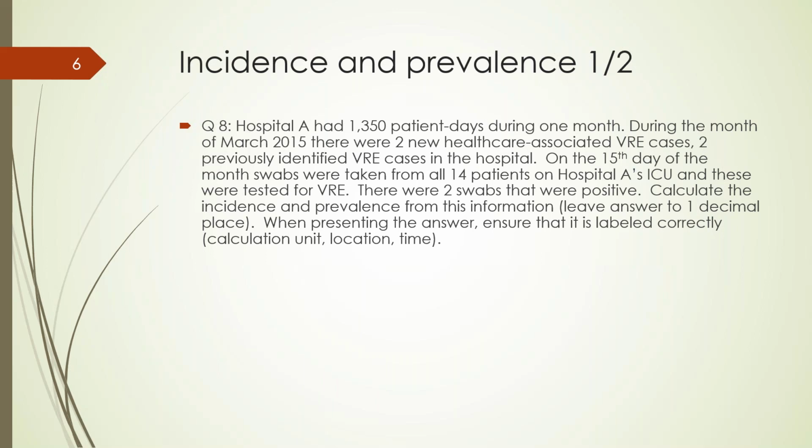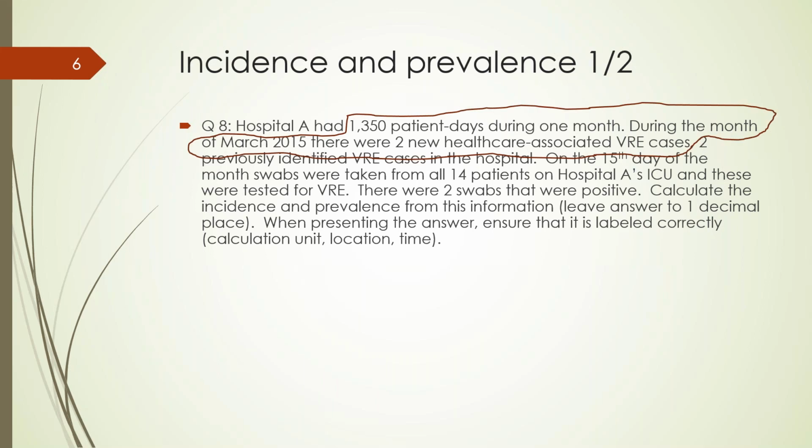So the question is 2 parts. First, calculate the incidence, and the second part is calculate the prevalence from this information, leaving your answer at 1 decimal place. And it's important when you present the answer, make sure that it's labeled correctly in terms of saying exactly what it is that you've calculated.